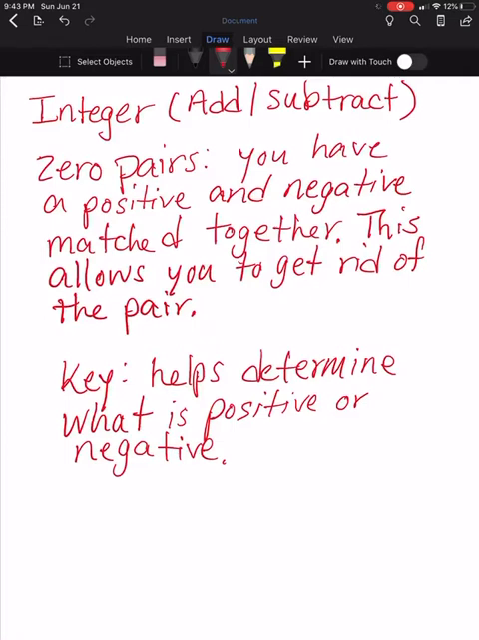So once you copy this down, remember, we want to talk about zero pairs and the key. Zero pairs is you have a positive and negative matched together. This allows you to get rid of the pair. Key helps determine what is a positive or a negative. So remember, this is what you have to look at when you're dealing with chips or any type of key dealing with integers.